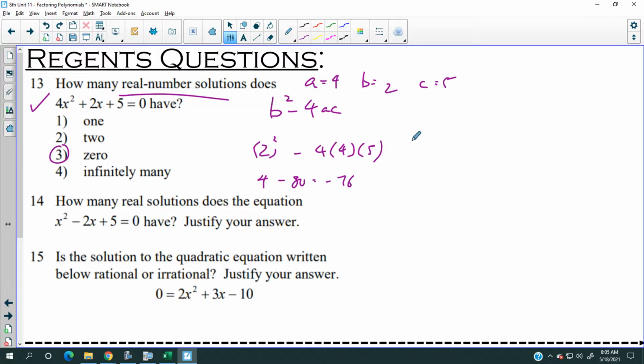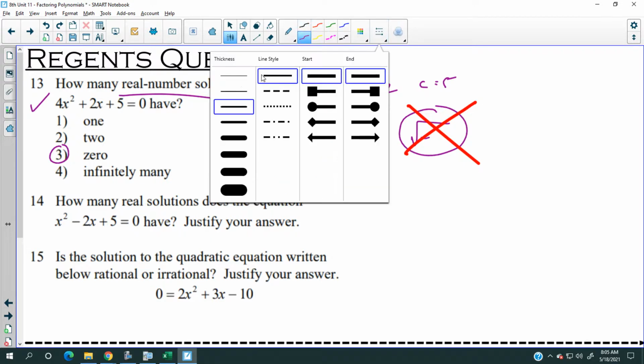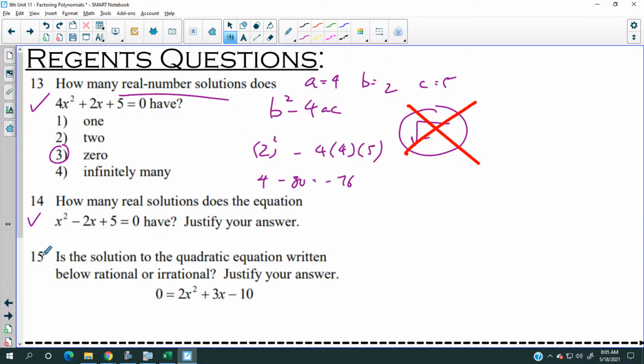Now, what does that mean? That means by the time you use the quadratic formula tomorrow, you're gonna get a negative square root, which, by the way, is a big no-no. It doesn't happen. You can't take a square root of a negative number. We talked about that back in September, probably. Okay, 14. How many real solutions does this have?